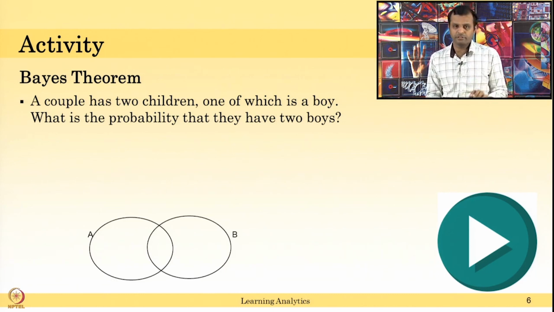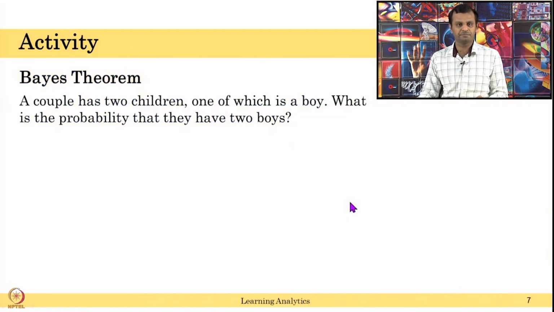Consider a couple has 2 children, they are not twins, okay. One of which is a boy. What is the probability that they have 2 boys? Okay. They have two children, boys or girls, anything possible. So, boy-girl, boy-boy, something like that. Consider one of which is a boy, say the first child is a boy. What is the probability that they have 2 boys, the second child also a boy? Please write down the answer. After writing it down, I will continue.